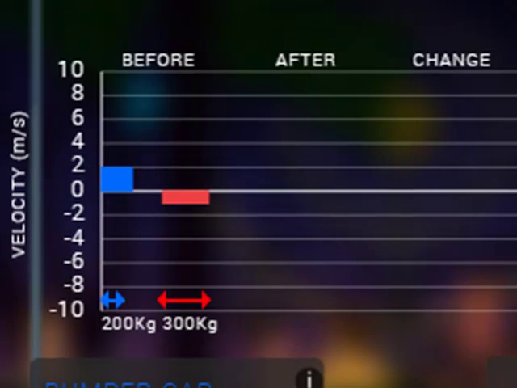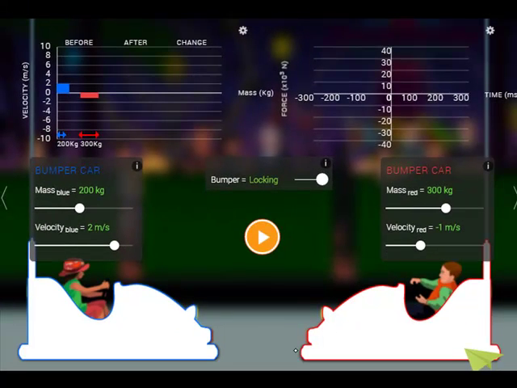In this case, we're looking at both the blue and red carts. They're going to be interacting, and because we're looking at both objects that are interacting and there are no other external net forces, our total momentum before our collision will be the same after our collision. Here we can do a quick calculation. We can see that we have 200 kilograms and 2 meters per second.